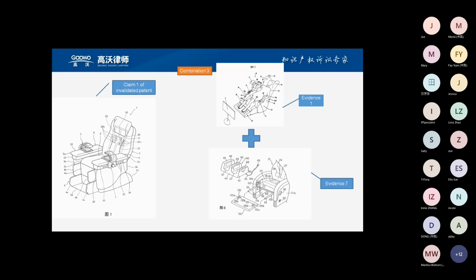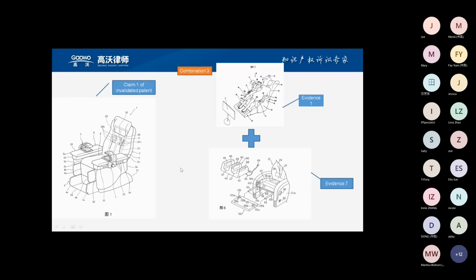So it can also be changed. It can also be movable along the bar. So I think it is very obvious to the skilled person in the art to change the leg massager to the forearm massager. I think combining it with the common knowledge in the art can challenge claim 1.